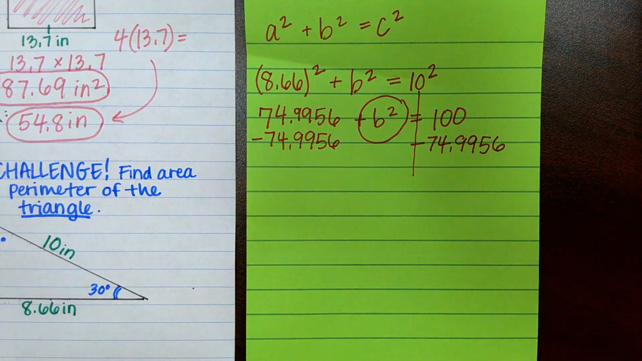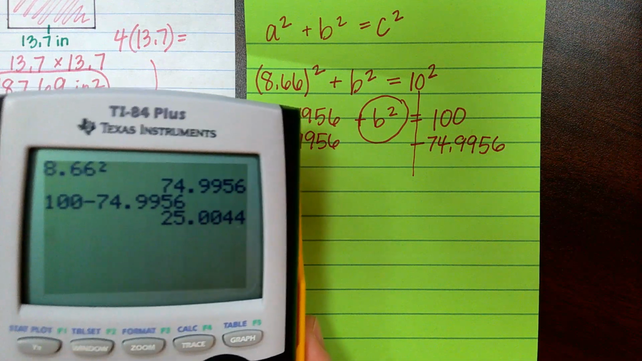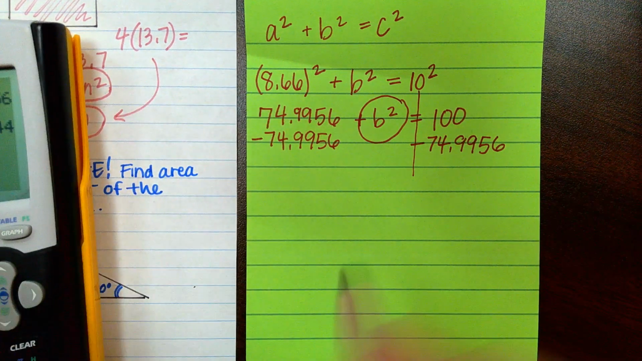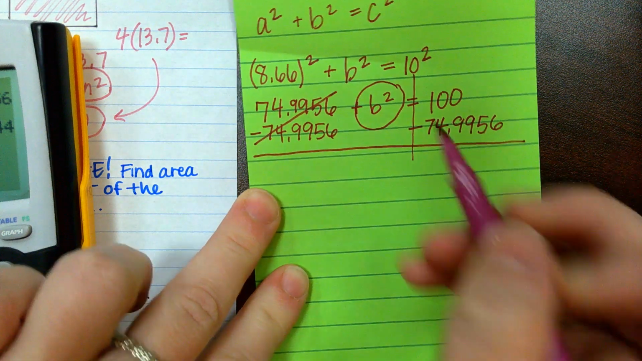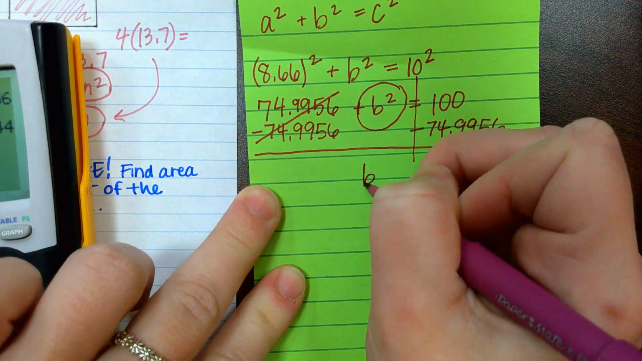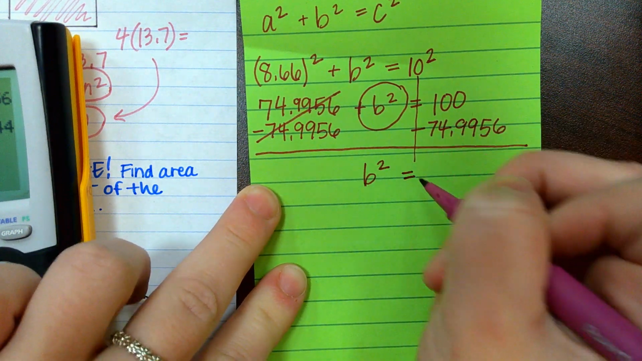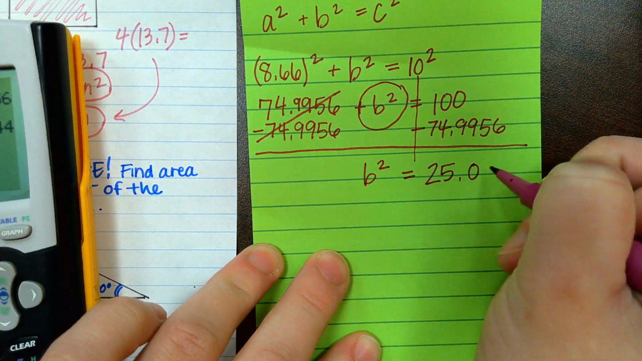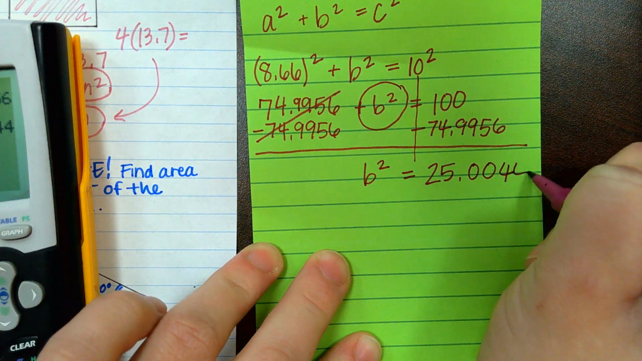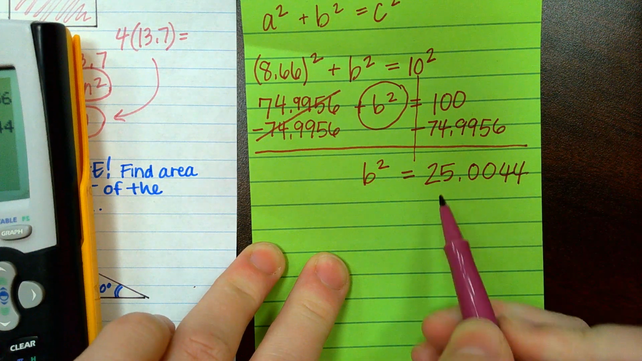Okay, so we just need to do 100 minus 74.9956. I got 25.0044. Perfect, that's what I got too. So these cancel out, and I'm left with b squared equals 25.0044.